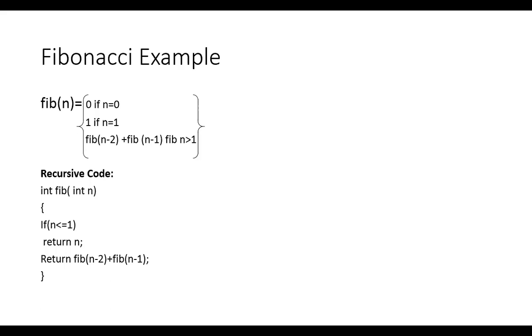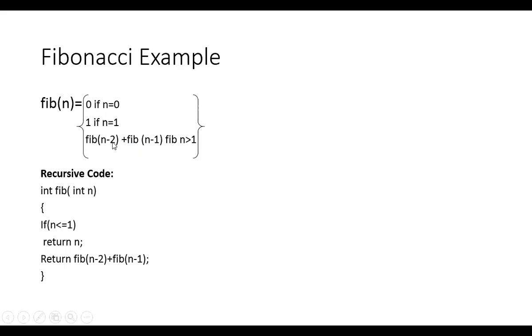If n is equal to 1, meaning the second number in the series, that is 1. And if n is greater than 1, then the previous two should be added. So what we'll be doing is Fibonacci n minus 2, meaning if it is 2, Fibonacci 0 and Fibonacci 1 will be called. When Fibonacci 0 is called, it will be 0, and when Fibonacci 1 is called, it will be 1.